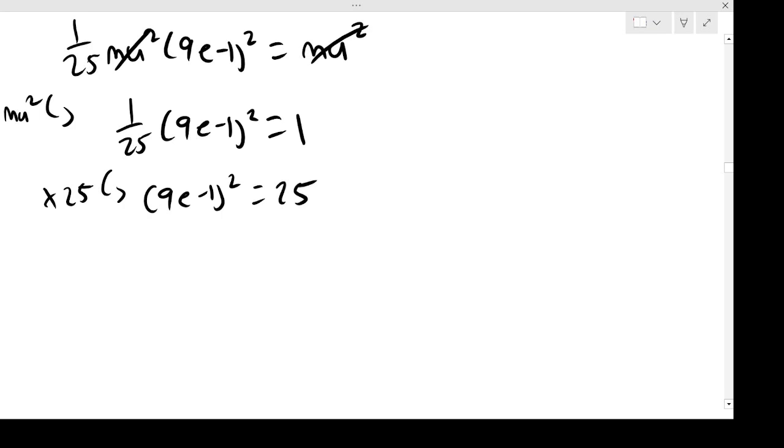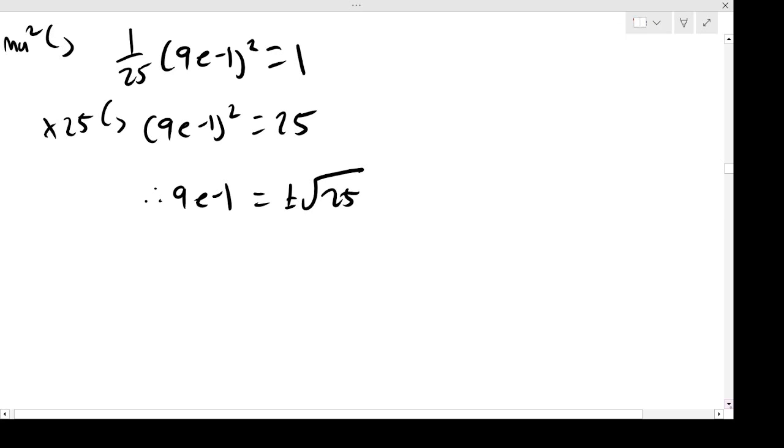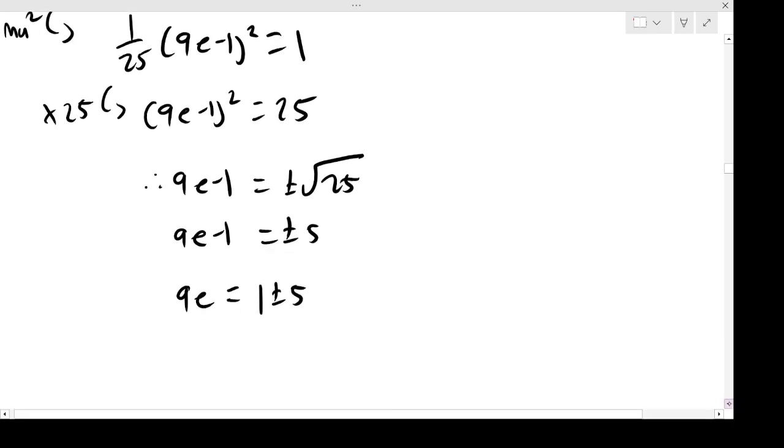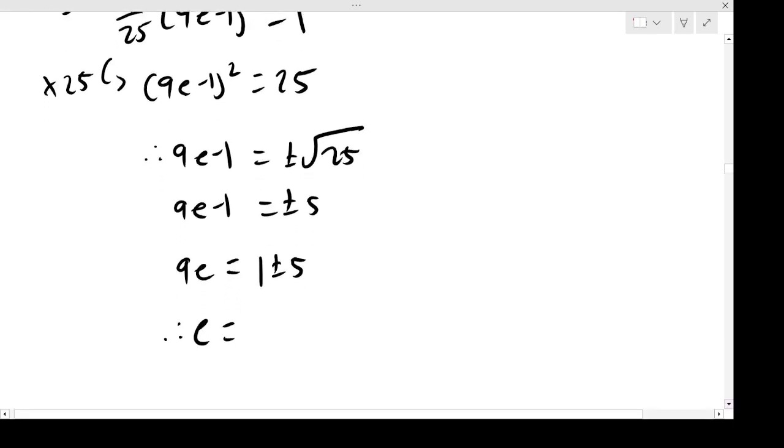Now, you might just think then expand the bracket, solve the quadratic. That's absolutely fine, but actually we can effectively just root it now, because if we square root it, we can then say that 9e minus 1 is plus or minus the root of 25, and then we can solve from here. You can solve however you like, but here we are. And actually that simplifies to plus or minus 5, right? Root 25 is 5. Then I can add 1 to both sides, so 9e is just 1 plus or minus 5. And therefore, e is just going to be a ninth of this, okay?